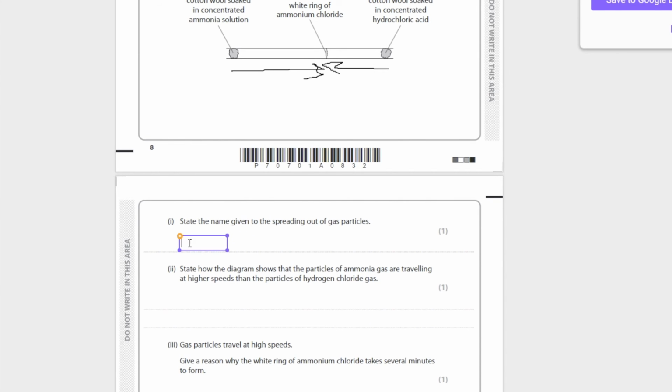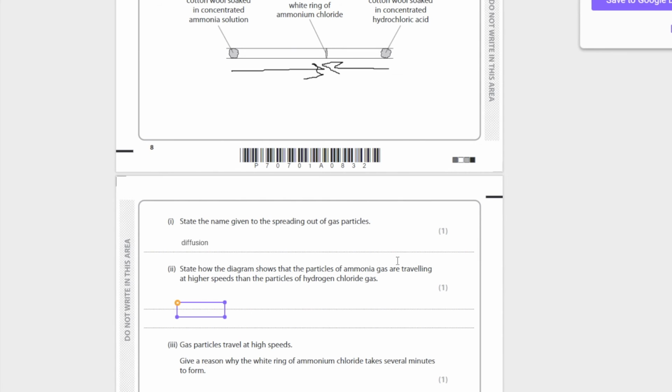So state the name given to the spreading out of gas particles. Well, they don't give you the most accurate or in-depth description of what it's talking about, but the answer is diffusion, and I'm sure we can all get that. Diffusion is basically the spreading out of gas particles. Okay. State how the diagram shows the particles of ammonia gas are traveling at higher speeds than the particles of hydrogen chloride gas.